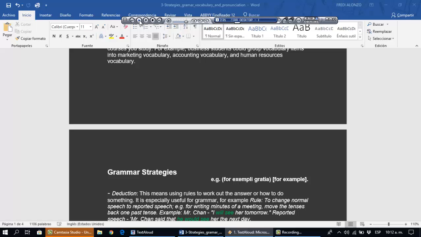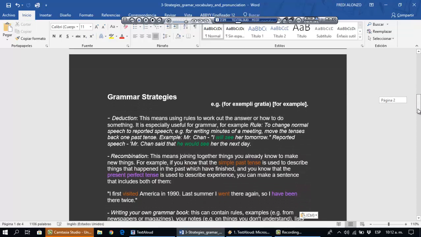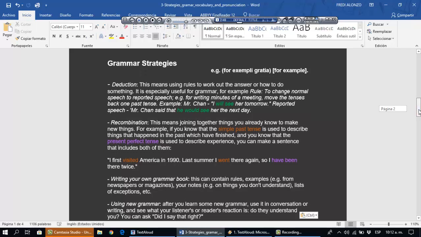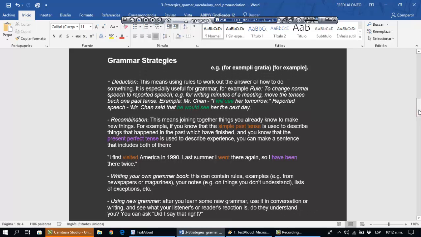Grammar strategies, e.g., for exempli gratia, for example, deduction. This means using rules to work out the answer or how to do something. It is especially useful for grammar. For example, rule to change normal speech to reported speech, e.g. for writing minutes of a meeting, move the tenses back one past tense. Example, Mr. Chan, "I will see her tomorrow." Reported speech, Mr. Chan said that he would see her the next day.